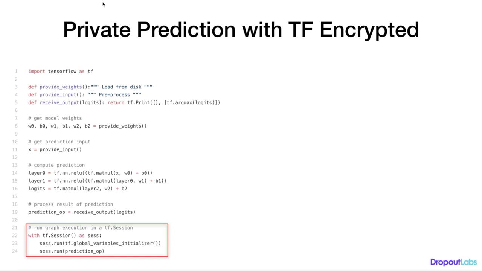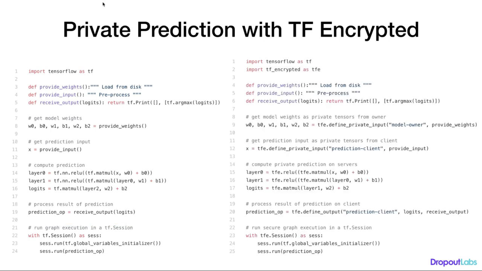If you now want to do this on private data instead, so using encryption, this is what it's going to look like. And the first thing we notice is we're importing TF-Encrypted right next to TensorFlow. So we're not trying to replace TensorFlow, as I said. We're trying to allow you to mix and take this hybrid approach, where some of it is going to happen using ordinary TensorFlow and some of it is going to happen using encrypted computations through TF-Encrypted.